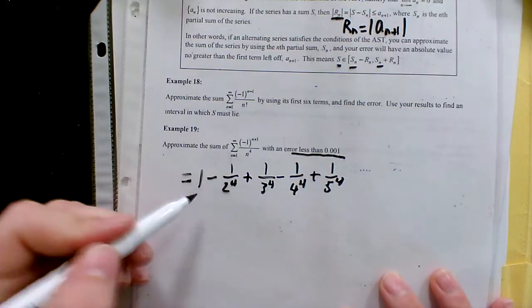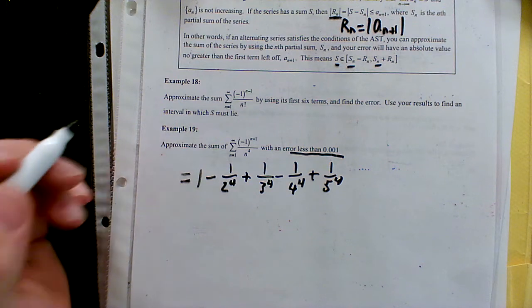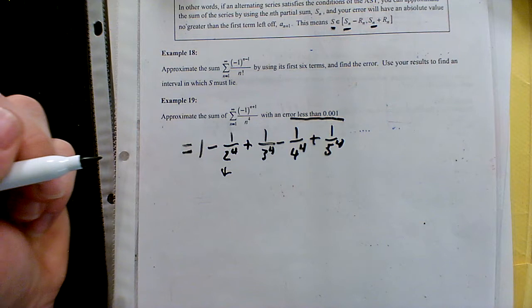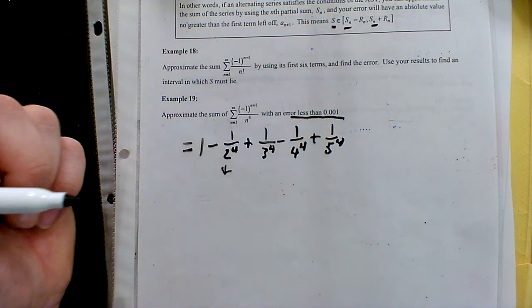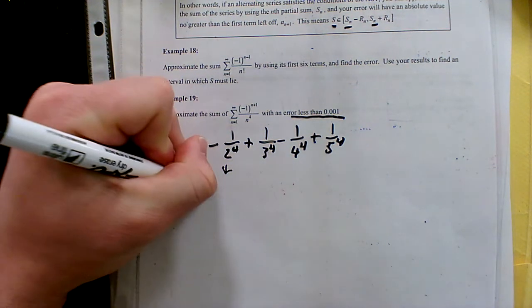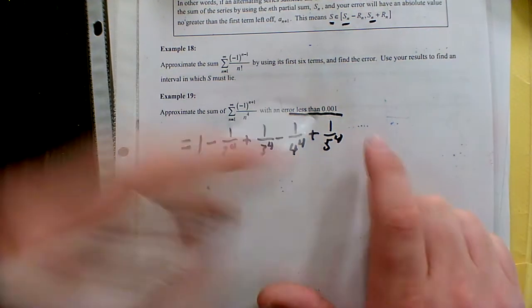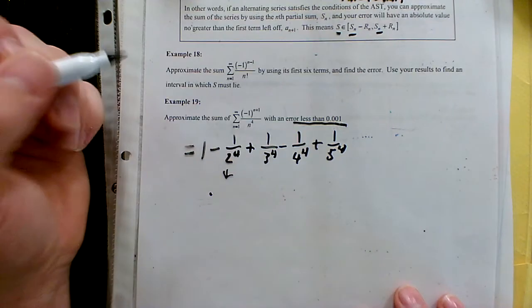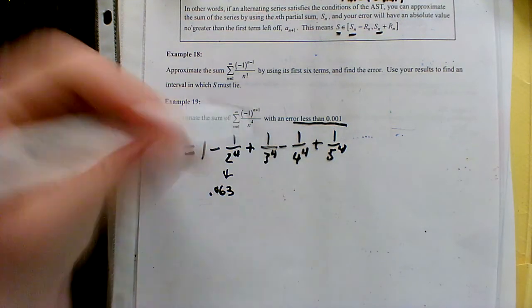Okay? So the first one obviously is 1. But what is the value of 1 over 2 to the 4th? We're going to find each of these values. So 1 over 2 to the 4th is what? 1 over 16. We want the decimal versions because we're trying to compare it to this. 0.063. Okay, 0.063. Let's go to the next one.